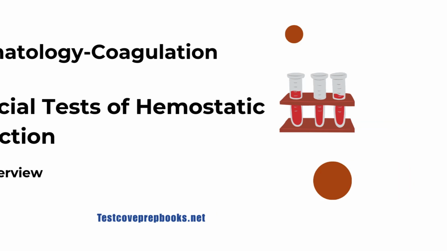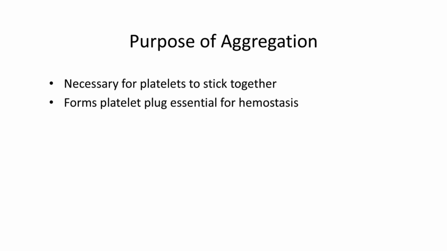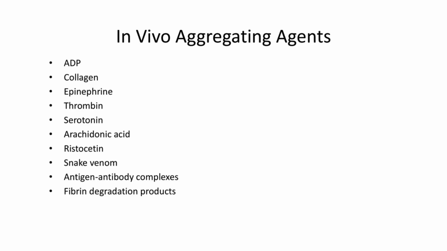Now let's review platelet aggregation. Platelet aggregation is necessary for platelets to stick together and form a platelet plug. In vivo, meaning inside the body, several agents can trigger platelet aggregation. These include ADP, collagen, epinephrine, thrombin, serotonin, arachidonic acid, ristocetin, snake venom, antigen antibody complexes, and fibrin degradation products.